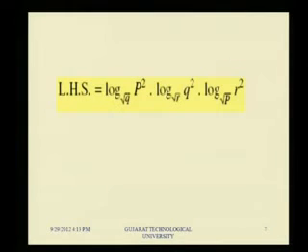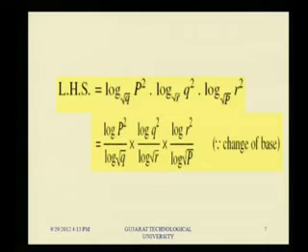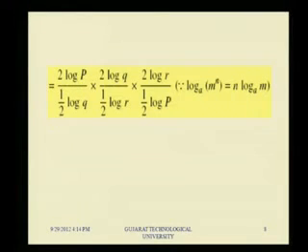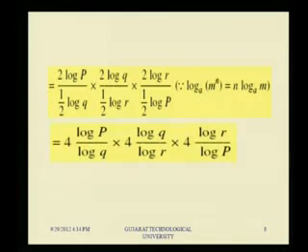LHS is given: log base root q of p square into log base root r of q square into log root p of r square. Apply change of base property, so we can write this term. Then log p square is 2 log p, similarly log q square is 2 log q, log r square is 2 log r, over 1 by 2 log q, 1 by 2 log r and 1 by 2 log p. Log p, log q and log r will be cancelled out, and so we will get answer 64.